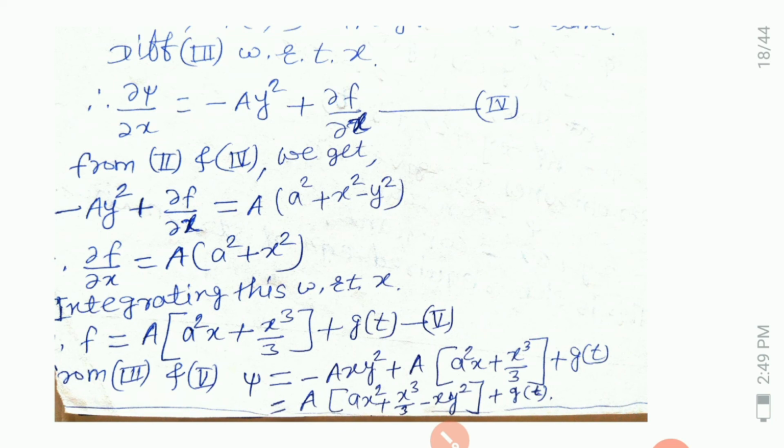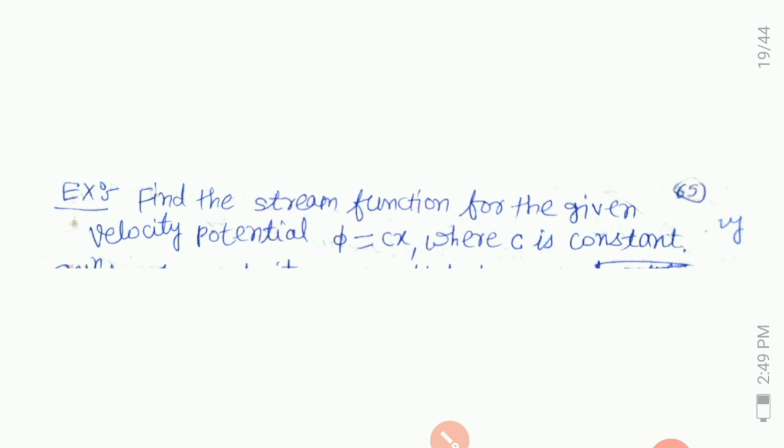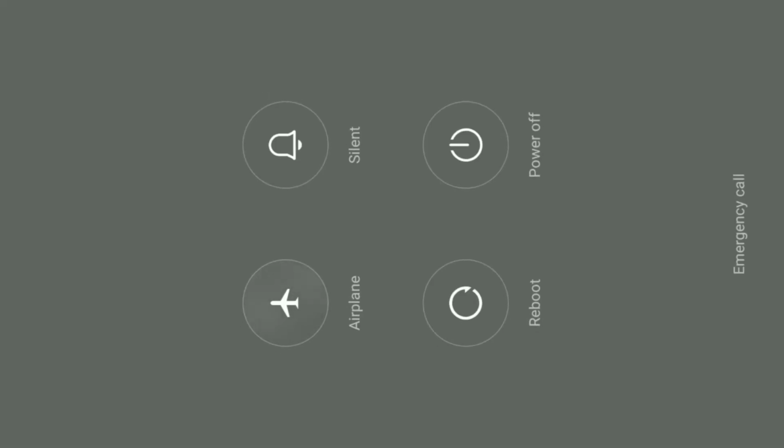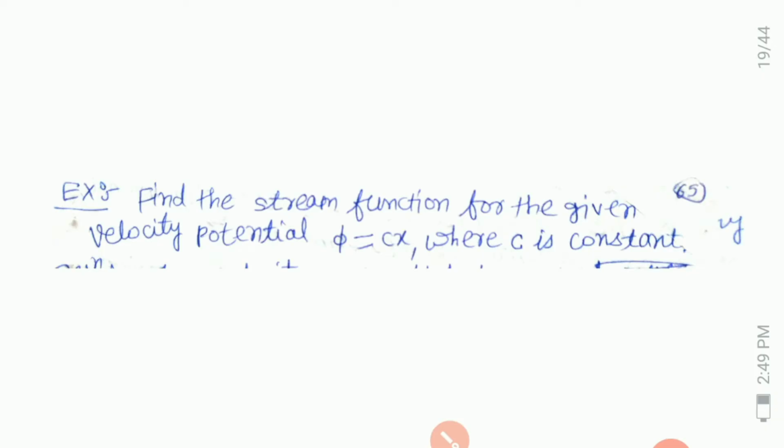Now we'll see another example. Find the stream function for a given velocity potential phi is equal to c x, where c is constant.